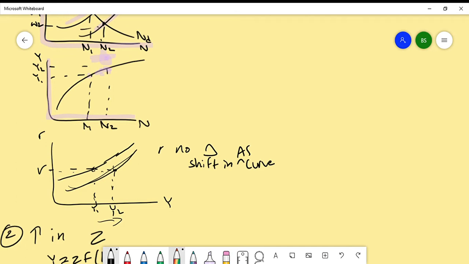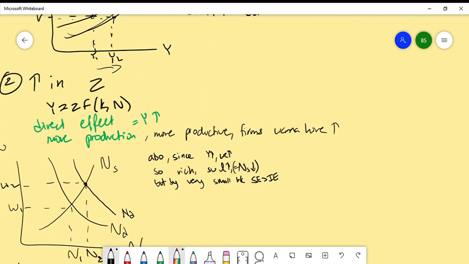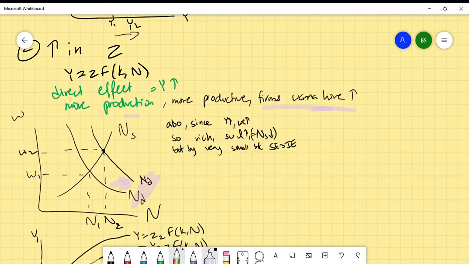Okay. The next situation that we're going to look at is if there were an increase in labor productivity. First of all, the most direct effect is the fact that current production, so the current Y, will increase, since Y equals Z times F of K, N and all that stuff. So that's the direct effect, which means it's a bigger effect. And since there's more production and more productivity, firms are going to want to make use of that higher productivity. So they will hire more workers and more machines. But the basic thing is that their labor demand will increase. So ND to ND2, a shift in that.